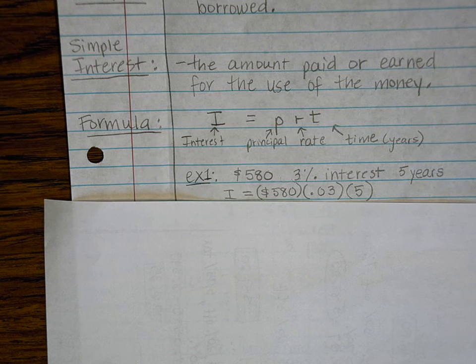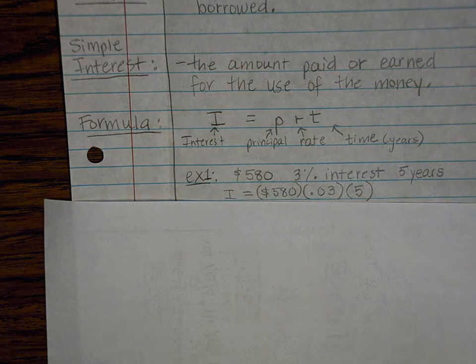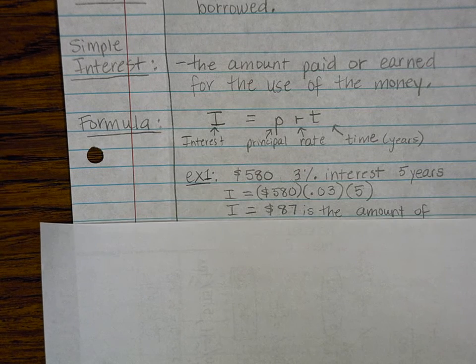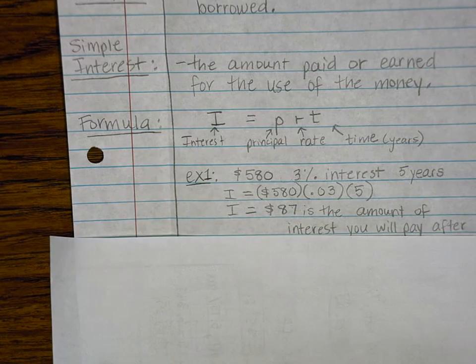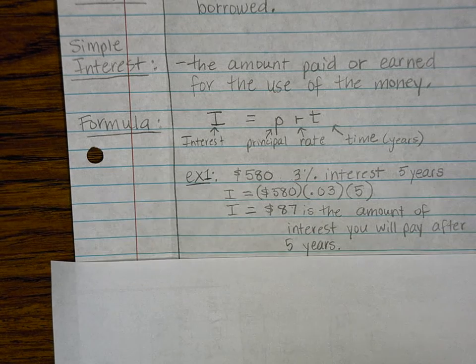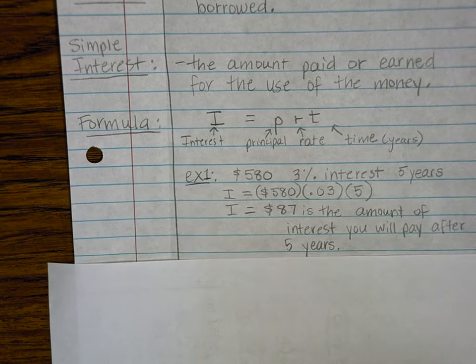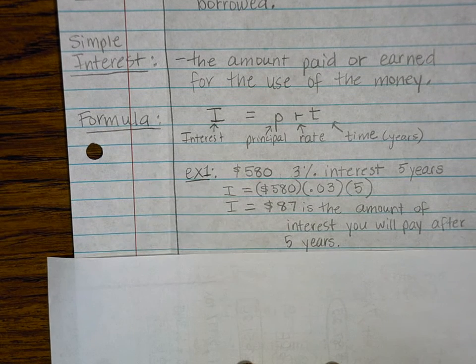So you have 580 times, remember our percent, we move the decimal 2 places to the left, so that's 0.03. And then we have 5 for 5 years. You plug that all into your calculator, and this should tell you how much interest you're paying. I is for interest. So you would pay $87 in addition to the 580, right? You're going to have to pay 87 extra. So that's after 5 years, you're going to owe 87 extra dollars if that was just a simple interest loan.